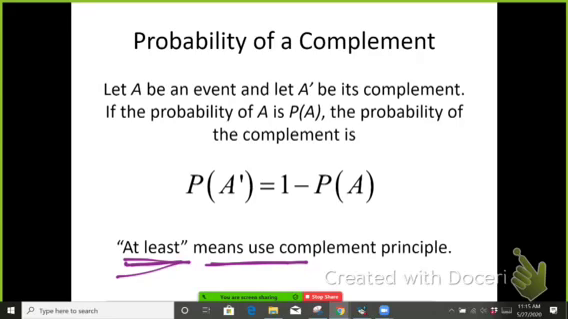For example, if I rolled a die 10 times, or flipped a coin 10 times, and I want to know the probability of getting at least one head in those 10 flips. To do that, you'd have to find the probability of getting heads once, twice, 3, 4, 5, 6, 7, all the way up to 10 times. Or you could find the probability of flipping tails every time and subtract that from 100%, and that would give you the probability of getting heads at least once.